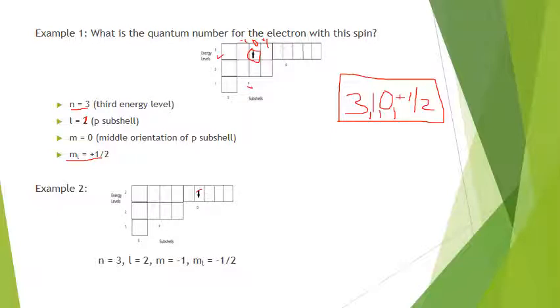Example number 2. I have this electron. So what are its quantum numbers? It's in the third energy level, so it's 3. It's in the D subshell, so S is 0, P is 1, and D is 2, so it's 2. The M is -1. And the spin is -1/2. So there you go with quantum numbers.